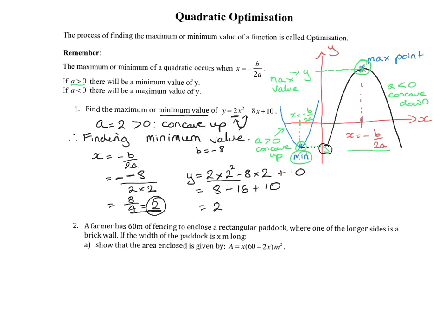Okay, a lot of 2's here, but it's not a pattern. It just happens to be 2. So therefore, the minimum value equals 2. It's always the y value. The minimum or maximum value is always the y value that corresponds to x equals negative b on 2a. So that's the minimum value, and we're done.